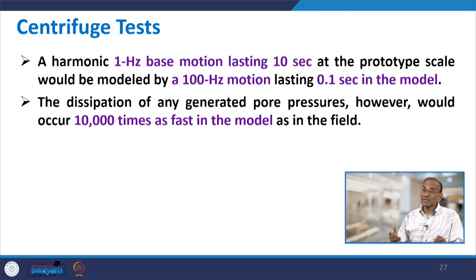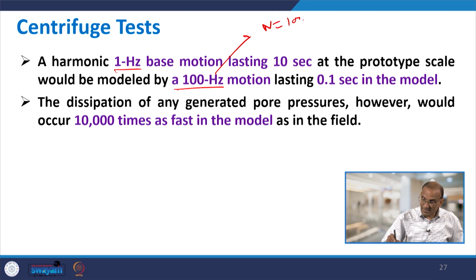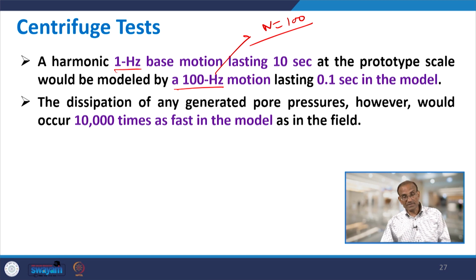For example, the prototype is subjected to only 1 hertz frequency, but in the model we will apply 100 times, that is 100 hertz motion, and this 100 hertz has come when you are considering n equal to 100 in this model to prototype. Then another problem comes, the dissipation of any generated pore pressure however would occur 10,000 times as fast in the model as in the field. So, it will be very fast in the model compared to in the field.